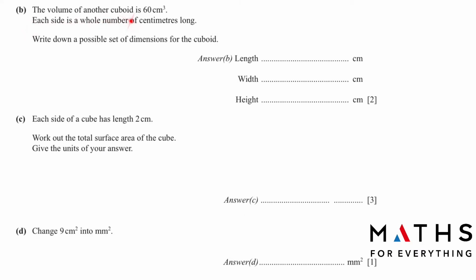The volume of another cuboid is 60 cubic centimeters. Each side is a whole number of centimeters long. Write down a possible set of dimensions for the cuboid. There could be various answers. We need 3 numbers. When you multiply them, the answer should be 60 because the formula for volume is length times width times height. What you can do is write down the factors of 60. Any factors. Let's say you took 6 times 10.